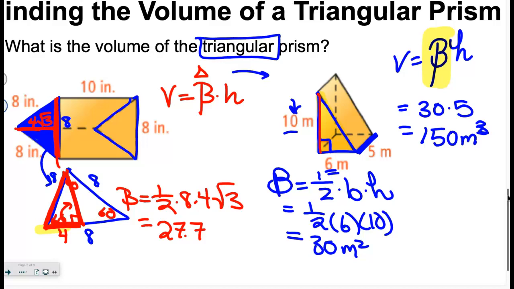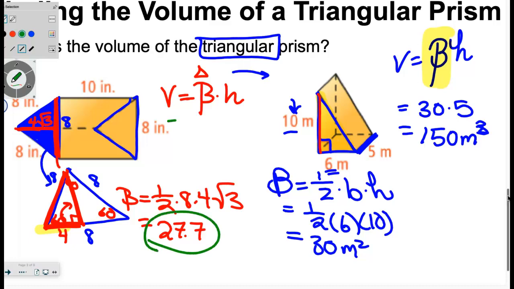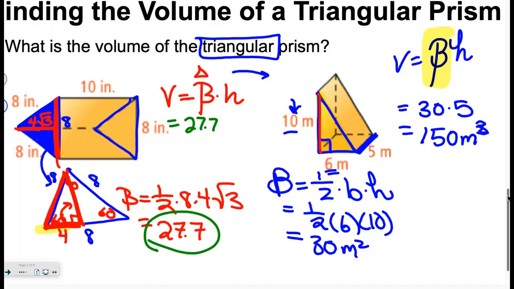So just so you can see where his answer's coming from, we're going to grab that area of the base, go put it in. We're not done with the problem. That's the biggest mistake with prisms, is kids get wrapped up in finding capital B, and then they move on to the next problem. You still have to fill it with the height of the prism. What's the height of the prism? 10. Awesome. You guys are great. So this would be 277 inches cubed for the volume of that. So those are our prisms.